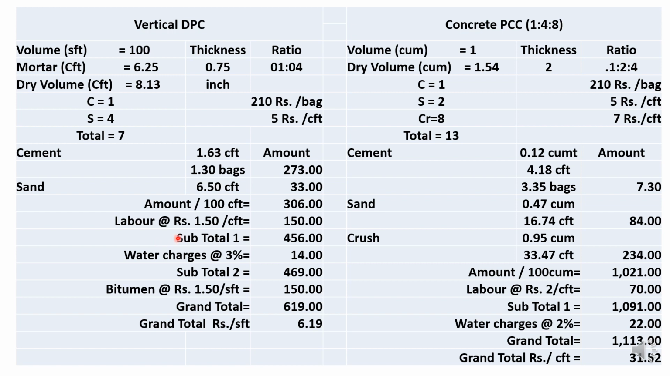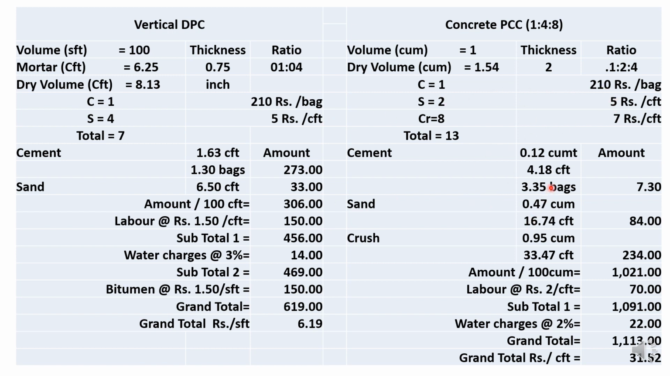Amount per 170 will be 306 rupees. Labor at the rate of 1.5 per CFT will be 150. Total will be 456. Water charges 3%, 14 rupees. Subtotal will be 469. Bitumen 1.5 rupees per square feet will make it 150. Grand total 619. Grand total per square feet will be 6 rupees 90 paise.